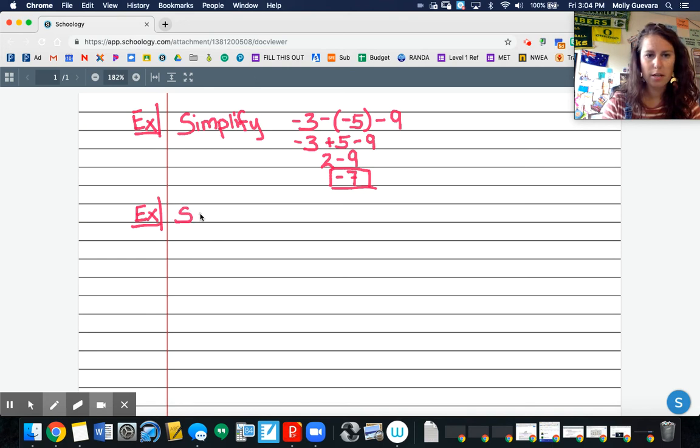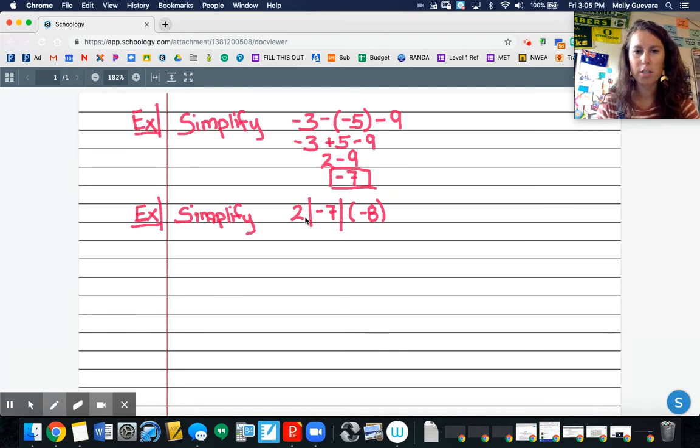Next example. I want to simplify 2 times the absolute value of negative 7 times negative 8. So the reason that I know that this is all multiplication is there's no plus or minus between the 2 and the absolute value bars. So that tells me we're multiplying. Also, there's no plus or minus between the absolute values and the parentheses. So that also tells me we're multiplying.